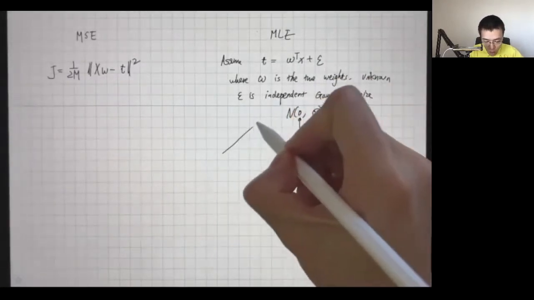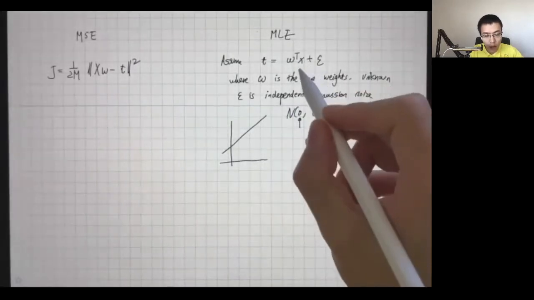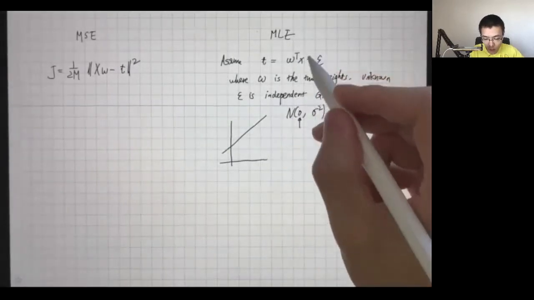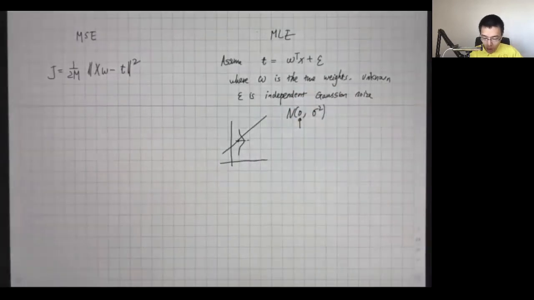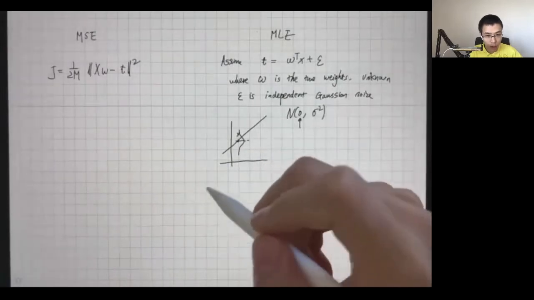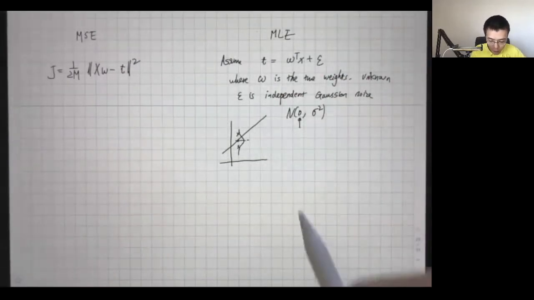So I'm assuming my data is indeed given by a linear transformation or affine transformation in the original feature space. And then for each data point, I give you some noise, the Gaussian noise. You may get this T for some data, and for some other data, you may get that T. So this is my assumption.